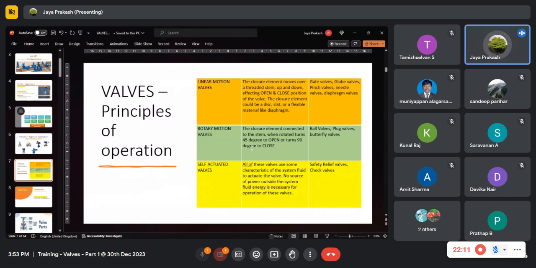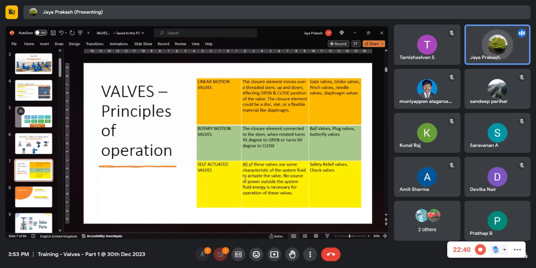In rotary motion valves, the closure element is connected to the stem, and when rotated, it will turn 45, 60, or 90 degrees, and it will open the valve. If it is returned, it will close the valve. So that is rotary motion.